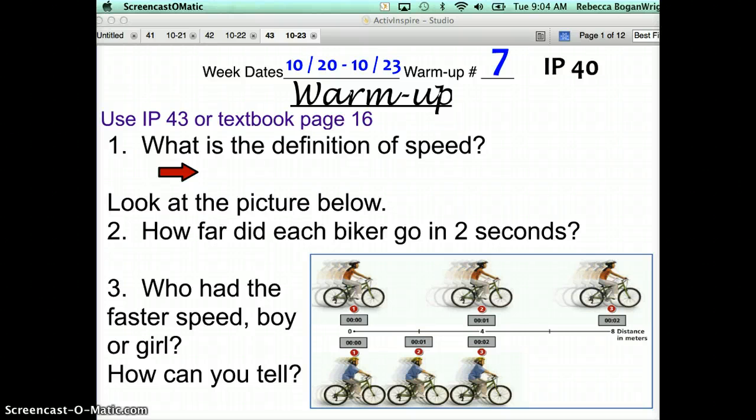But first, you should have already done your warm up. Let's go ahead and go over that now. Your first question was, what is the definition of speed? If you did your homework last night, this should have been pretty easy, but if you did not, you could have looked at the textbook on page 16.